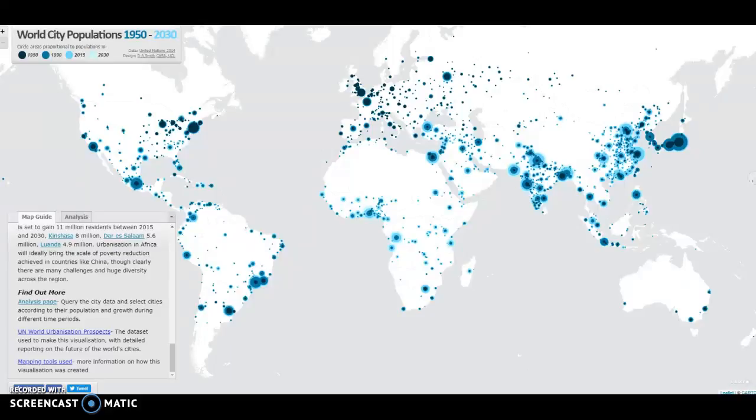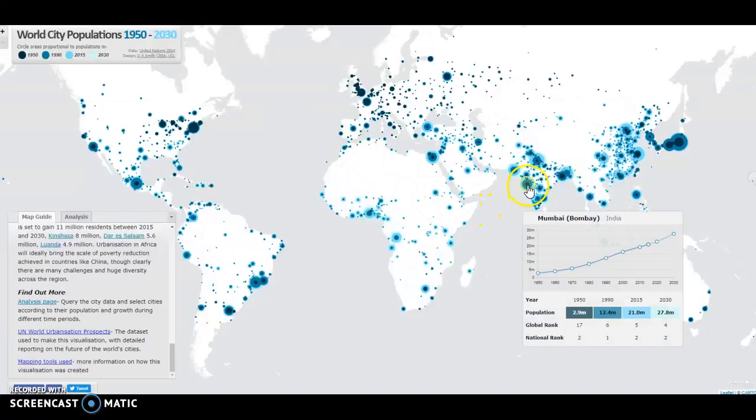Hello Year 10. In this clip I'm going to explain the World City Populations Map, which has been created by the United Nations. So that's a really responsible, trustworthy organisation. You can rely on the data in this map, and it's an important map for your inquiry because it shows you the city sizes and how they've changed from 1950 to what they're going to look like in 2030. So this is a really interesting map, lots of information in it.